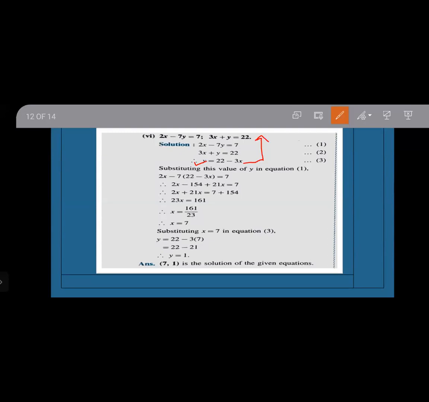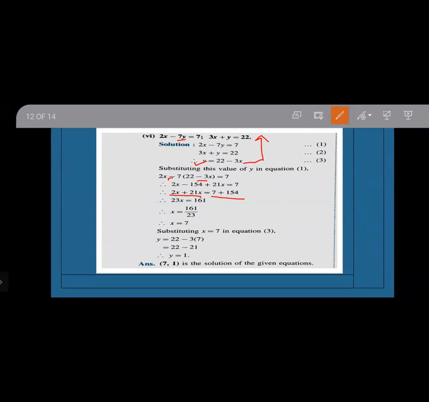So substitute this value of y in equation 1. What will you get? 2x minus 7, instead of y you will write 22 minus 3x, is equal to 7. 2x minus 22 sevens are 154, plus 7 threes are 21. So minus 7 into minus 3 will be plus 21. Okay, bring all the variables to one side and the constants to the other side. So 23x is equal to 161.